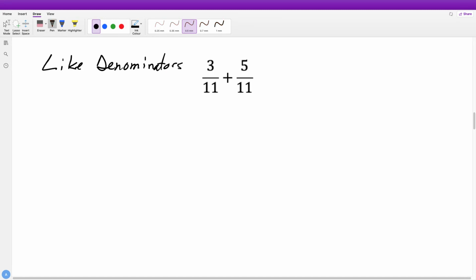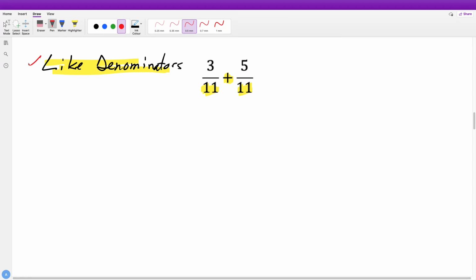All right, when you are looking at a problem, the first thing you should do is identify, well, what operation are we trying to perform here? So in this case, we are adding. And when we're adding, we have to have like denominators. So the first thing we're going to do is we're going to look at our denominators. In this case, they're both 11. So yes, we can put a check mark next to this to say, okay, we have like denominators.